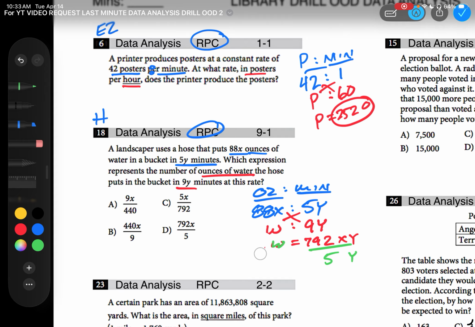These are going to cancel out. The 5y's cancel out. Now I have w. My answer is equal to 792xy over 5y. What can I get rid of? Get rid of the y's. Whoop. And what do I have left over? Our answer, 792x over 5.